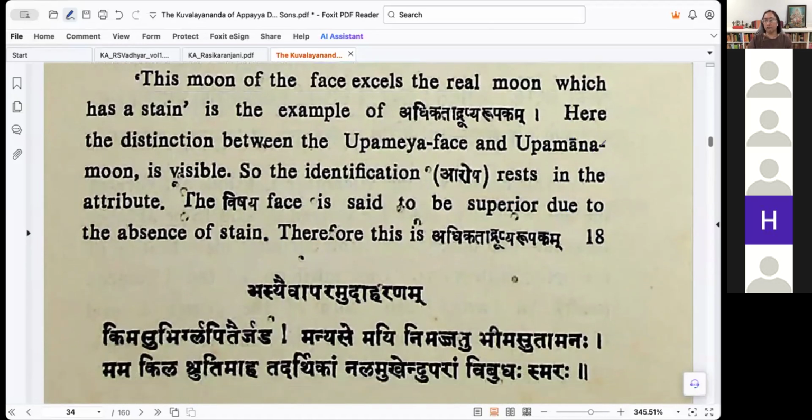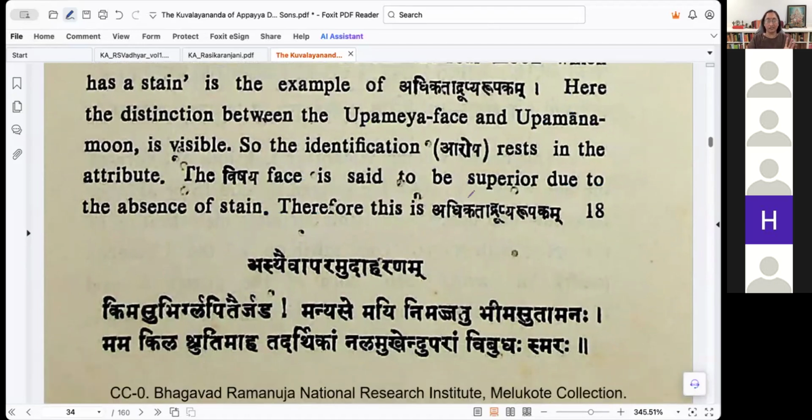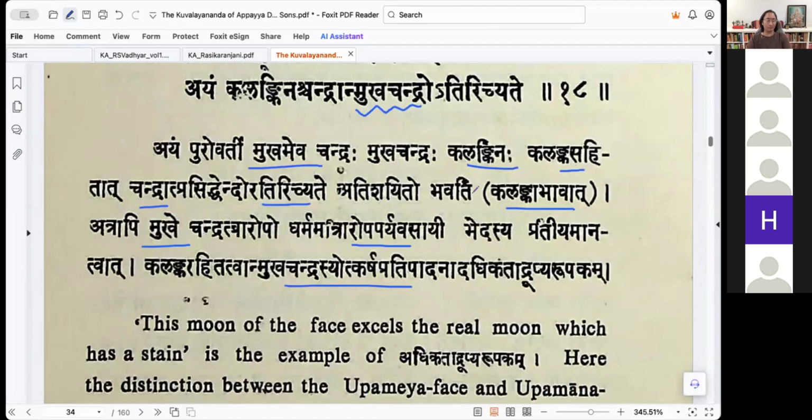Aparam udaharanam we have to see next time, because this is a Naishada shloka. It will take some time to explain that. We will do it next class.